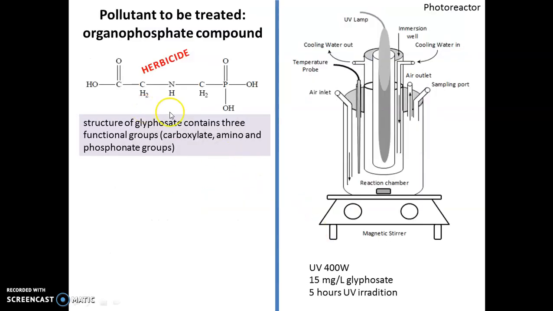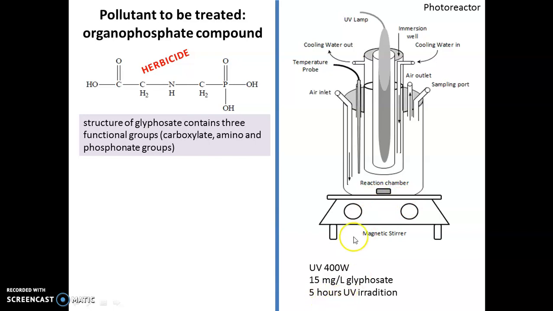This is the structure of the organophosphate compound glyphosate, a type of herbicide. It contains three functional groups: carboxylate, amino, and also phosphonate group. And this is the photoreactor. It's divided into three parts: the UV lamp, 400 watt; the emission well, where there is a tube for cooling water in and out; and the reaction chamber with capacity 400 ml.